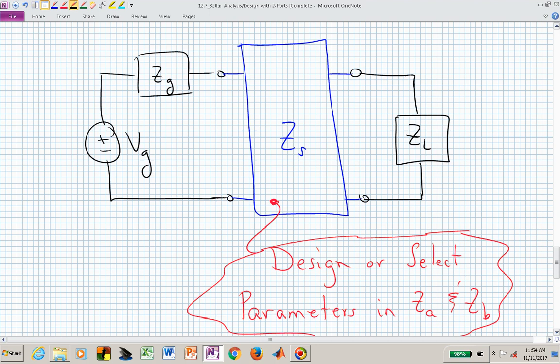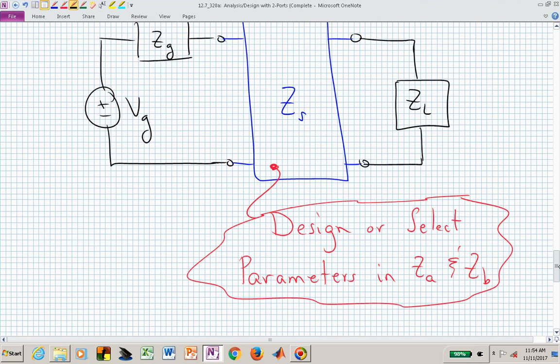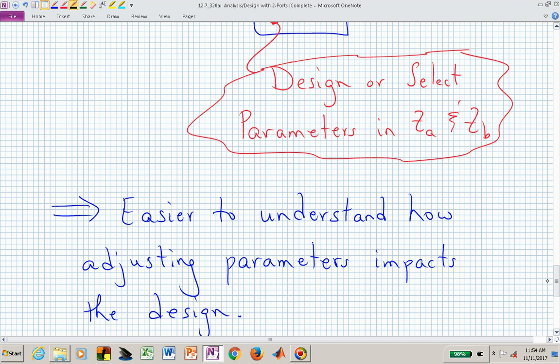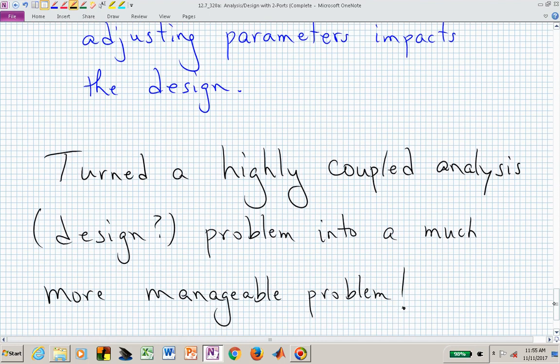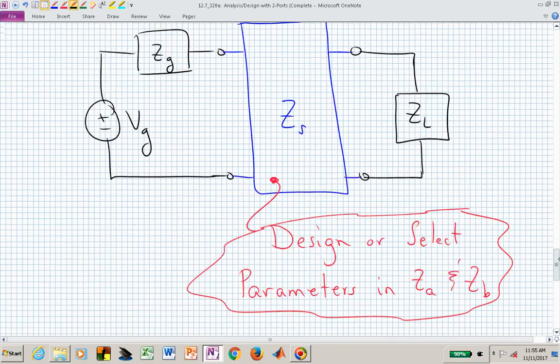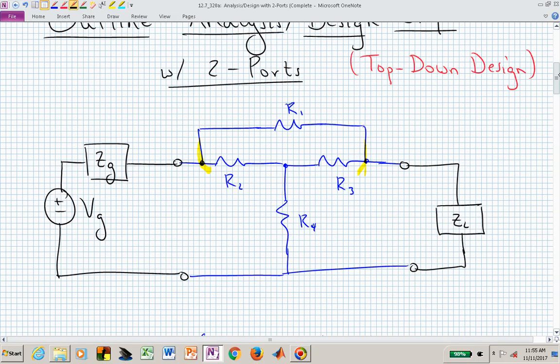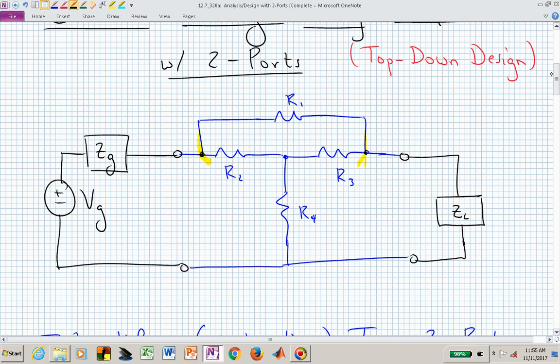So now we can design or select those parameters in Z sub A and Z sub B, and it's easier actually to understand how adjusting parameters in Z sub A or Z sub B or in combination impacts the design. And what have we done? We've now turned this highly coupled analysis, if we think back where we started, if you now had to analyze this, you now have this 3-mesh or 3-node circuit to deal with.